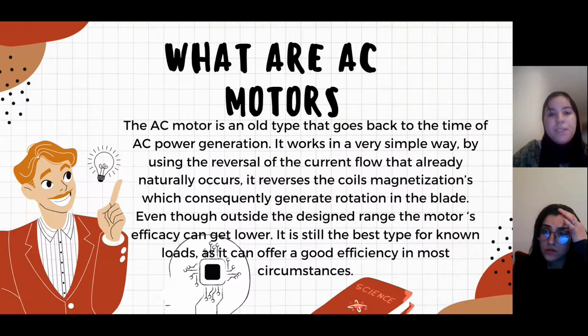So basically, first of all, what are AC motors? An AC motor is an old type that goes back to the time of AC power generation. It works in a very simple way by using the reversal of the current flow that already naturally occurs. It reverses the coil's magnetization, which consequently generates rotation in the blade. Even though outside the designed range the motor's efficiency can get lower, it is still the best type for known and constant loads, as it can offer good efficiency in most circumstances.